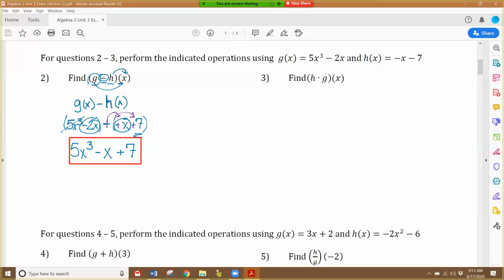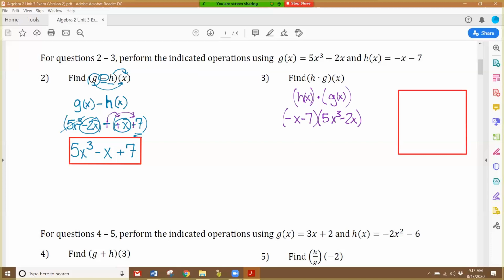Question number 3, we're asked to find h times g of x. That means we're going to take h of x and multiply it by g of x. So really I'm taking h of x, which is -x minus 7, and I'm going to multiply it by 5x to the third minus 2x. You can FOIL that, you can double distribute, or you can box it, whichever way makes you happy. I'm just going to go ahead and box it. So 2 terms times 2 terms gives you a 2 by 2 box.